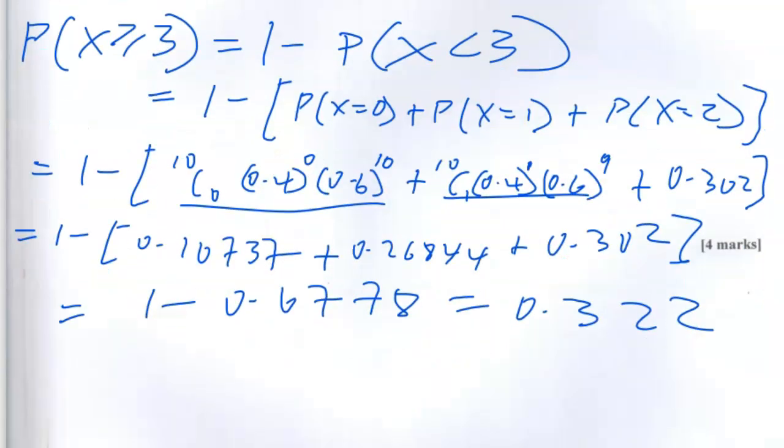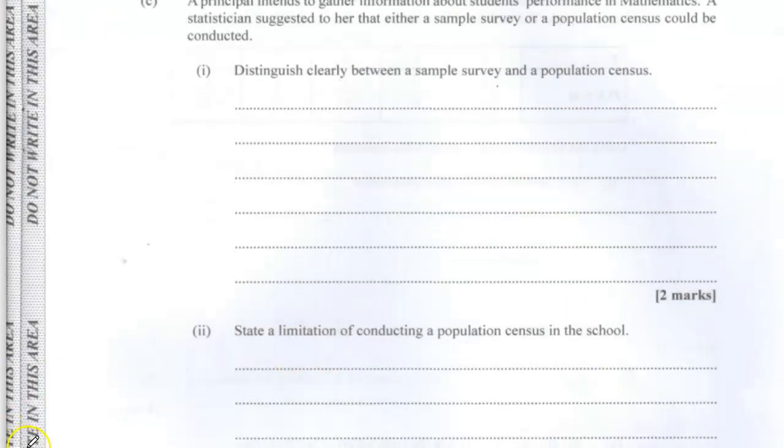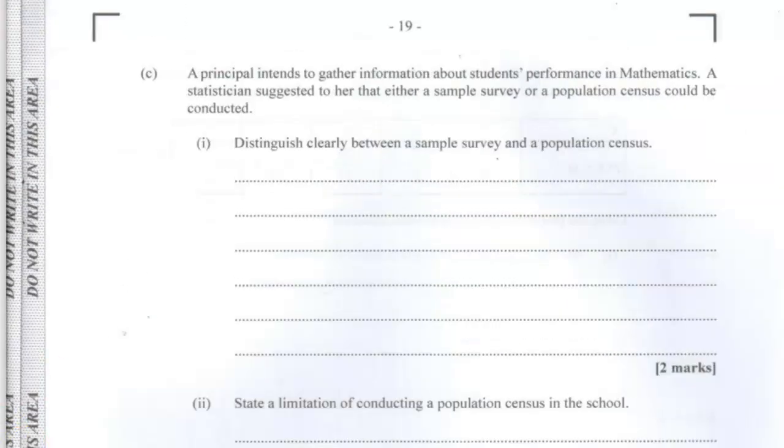Let's move on. A principal intends to gather information about students' performance in math. A statistician suggested to her that either a sample survey of a population or a population census could be conducted. Distinguish clearly between a sample survey and a population census.